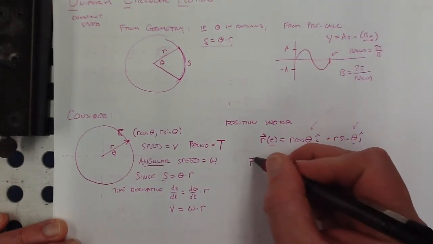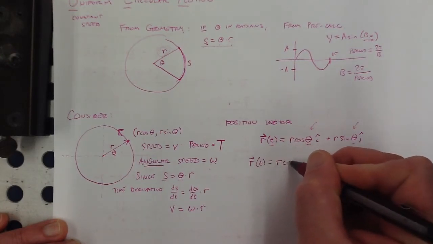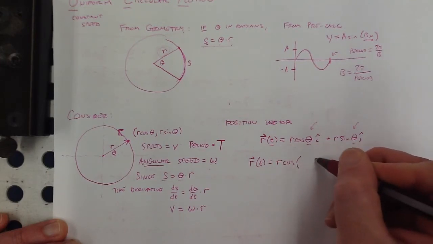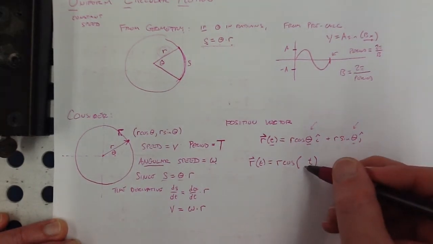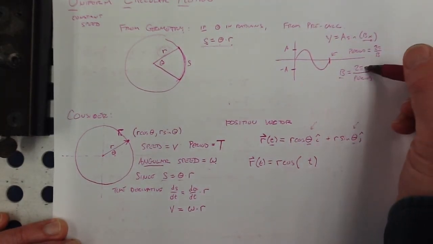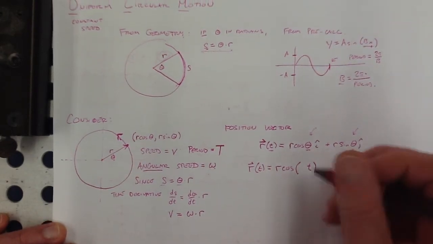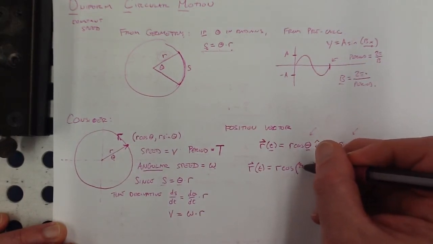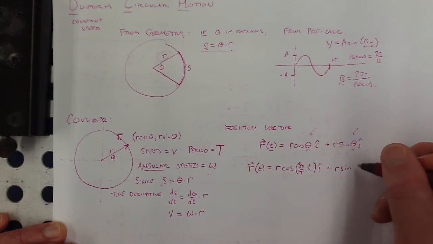So what is the number that needs to go there? r cosine, and I would like to have some expression, something times t. Well, the number that needs to go here, the b, is 2 pi divided by the period, right? 2 pi divided by the period, plus r sine, and then same thing here, 2 pi divided by period.